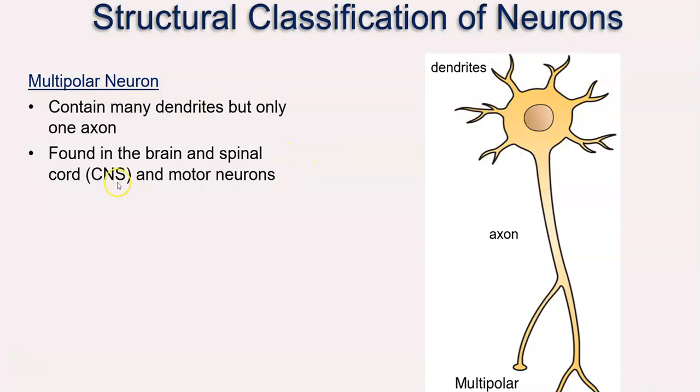A bunch of dendrites coming off the cell body leading to one axon. We will find these in the brain and in the spinal cord, which is the central nervous system, and then in the peripheral nervous system we'll find these in our motor neurons. Again, motor neurons are the neurons that are going to fire on muscles.